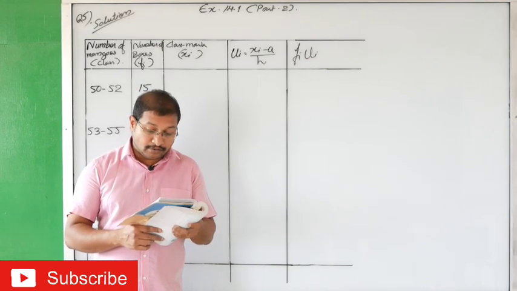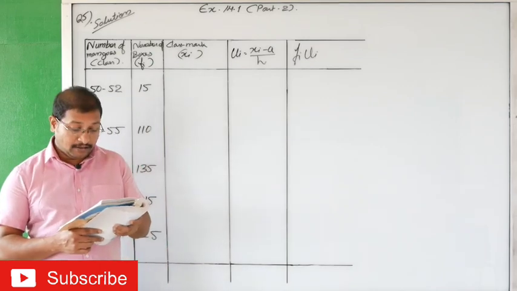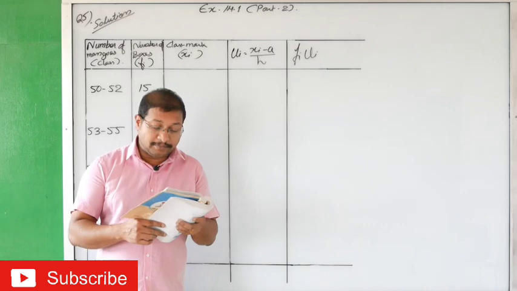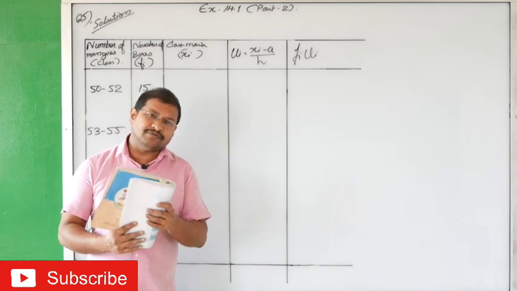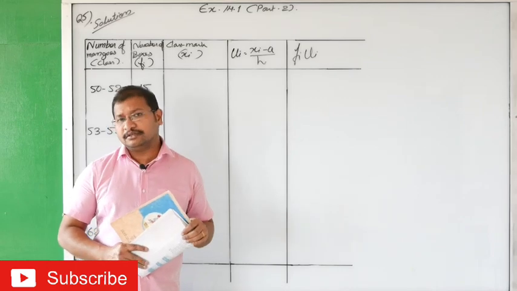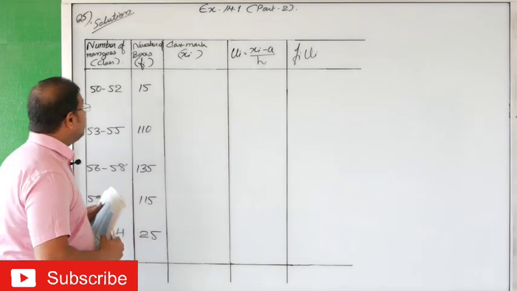Which method of finding the mean did you choose? Okay, I think we will use step deviation because that is the simplest method. Ready? And be careful this time.